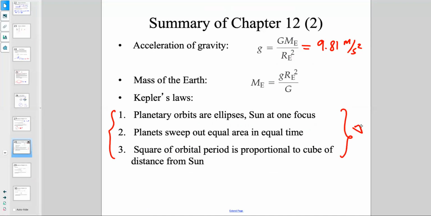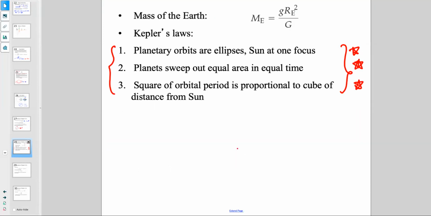Okay, these are important. They say planetary orbits are ellipses, with the sun at one of the focus points. Planets sweep out equal area in equal time. In other words, if the planet is getting closer, it will move faster. And if it's really far away, it will move slower to cover the same area in the same time.